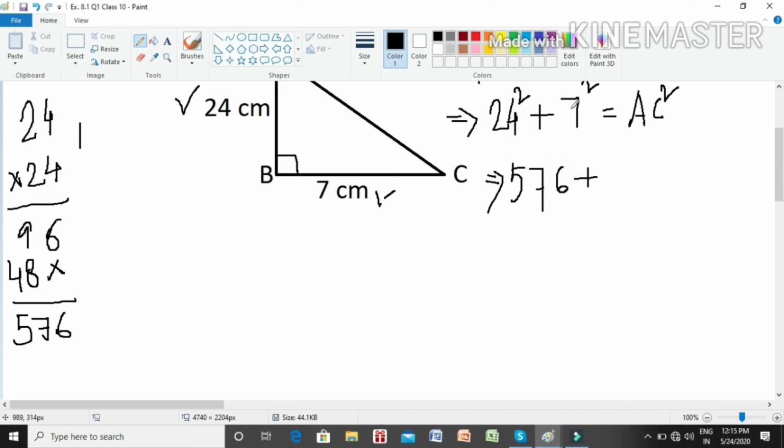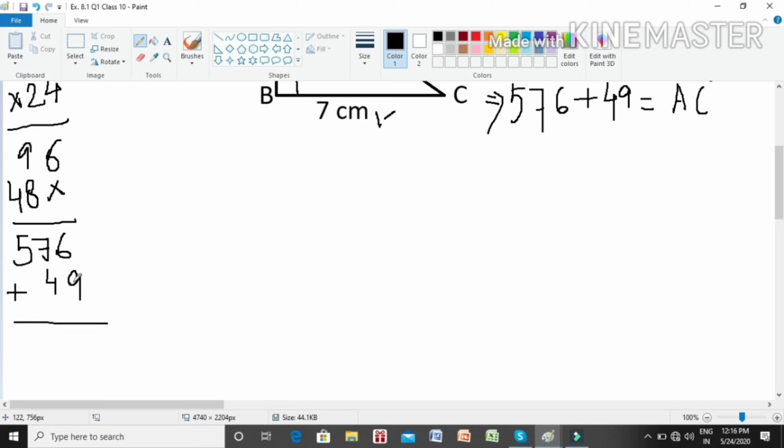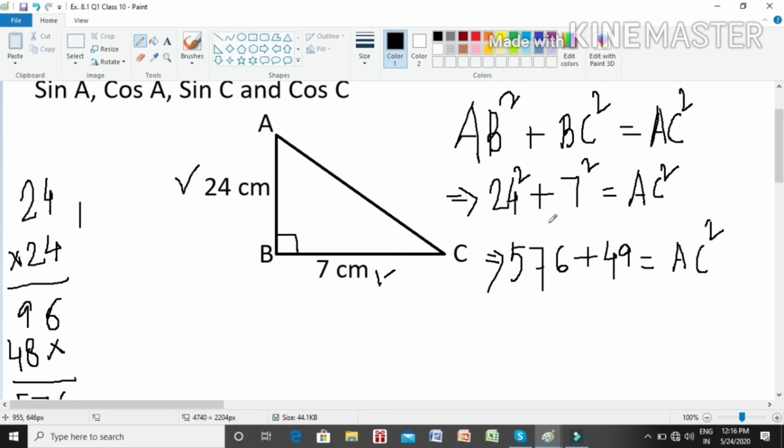plus 7 square, that is 49, that will be equals to AC square. So let us find out what is the value of 576 plus 49. Now we are going to add 49 to that. So 576 plus 49, so 9 and 6, 15, carry 1, so that will be 2, and that will be 6, 625, that will be the value of AC square. So 625, that is the value of AC square.